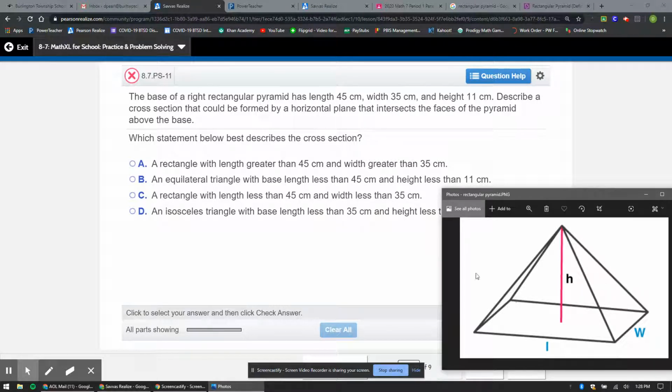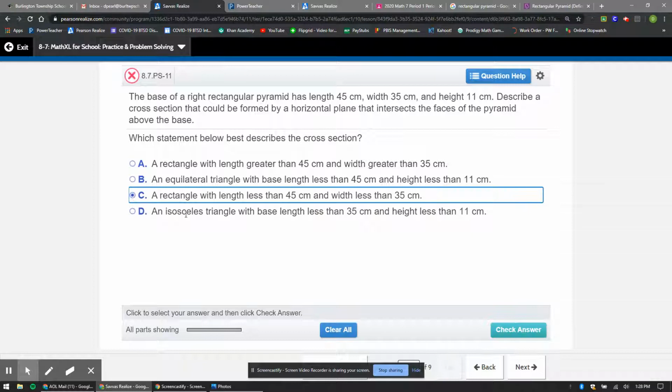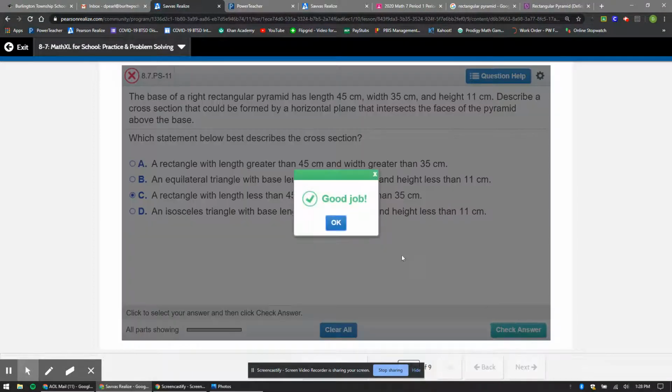Okay, so let's look at our answer options. It can't be a rectangle with a length greater than what they gave you. It can't be an equilateral triangle because what shape is the base? Not a triangle. How about a rectangle with less than 45 and 35? Yes, and it's not going to be a triangle. Okay, so let's check our answer. Good job.